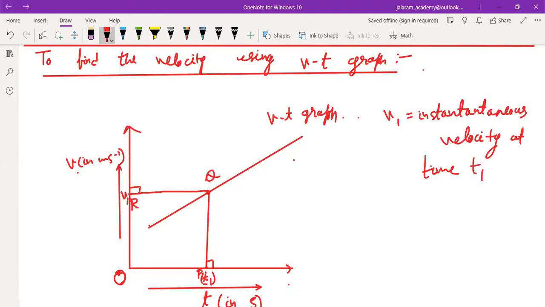So at time t1, the velocity is v1. So by velocity time graph, we can find the instantaneous velocity by the same method, as we have obtained the displacement in displacement time graph. So you must have understood this. If anyone has doubt, then write in comment box. So I will explain it again for you.